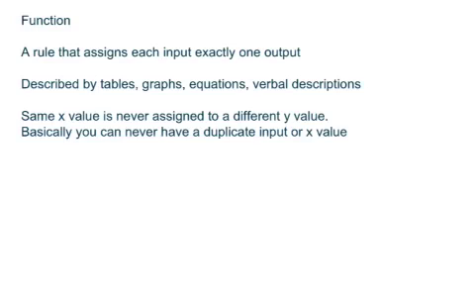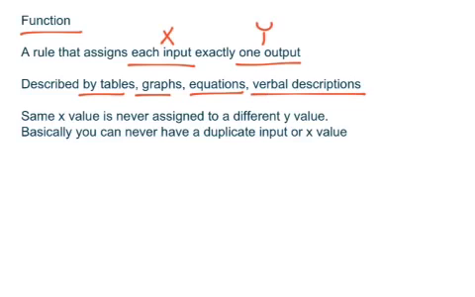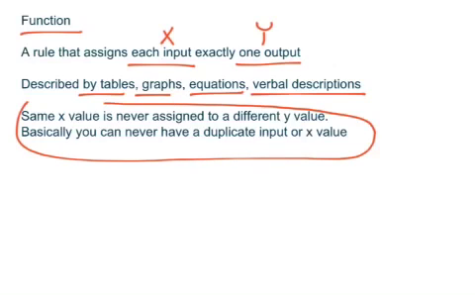So here's a formal definition of a function you are going to want to write down on your notes somewhere, probably on the blank sheet of paper that's in your book at the very beginning. So a function is a rule that assigns each input, which are your x values, exactly one output, which are your y values. They can be described by tables, graphs, equations, verbal descriptions. And this is what you really want to remember to help you.